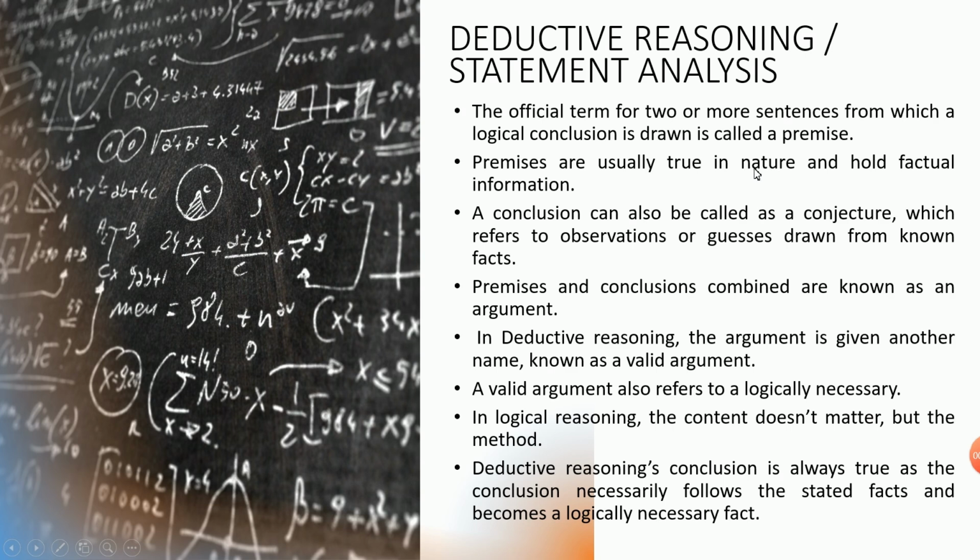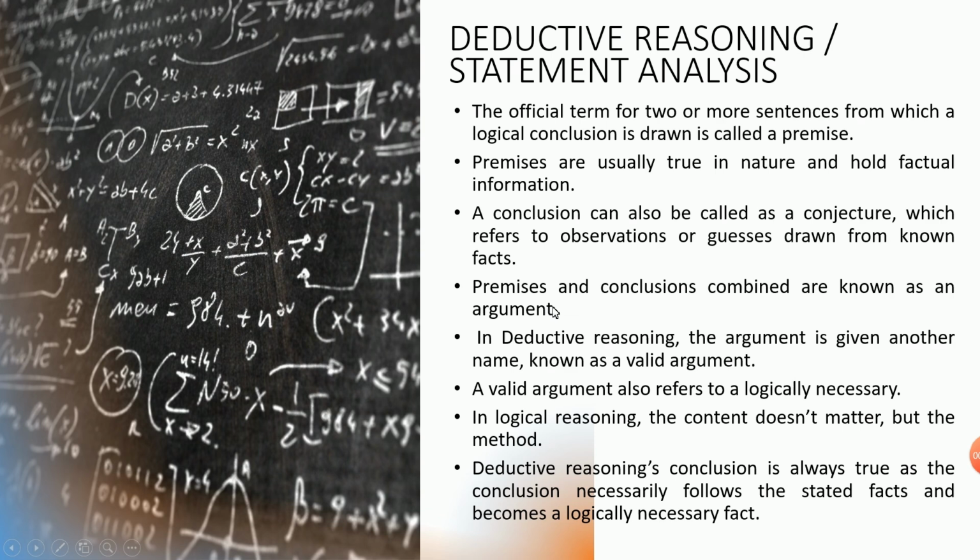Premises are true, usually true in nature, and hold factual information. So they don't lie, there won't be any misleading of information. A conclusion is called conjecture, which refers to the observations or guesses drawn from the known facts. So premises and conclusions are combined and known as argument.